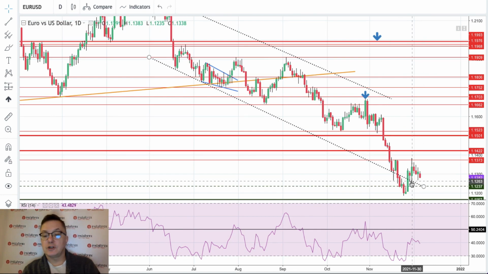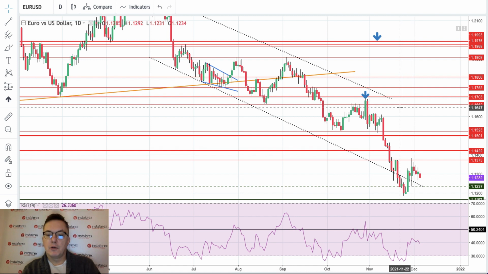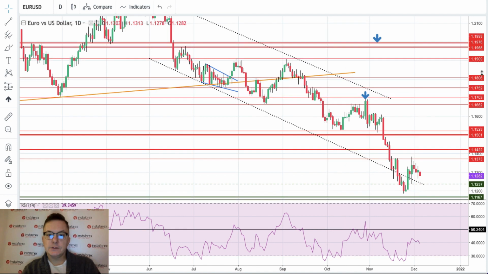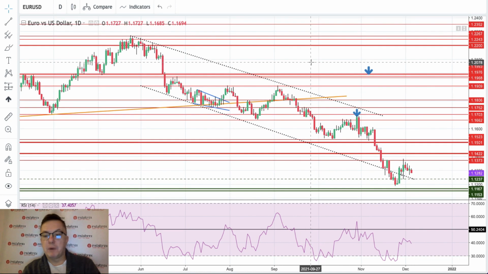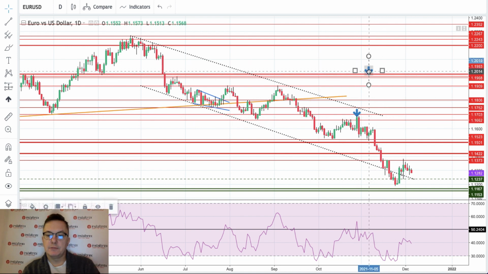We are right now kind of trying to go back to this channel, as you can see from the highs, but it doesn't actually look that impulsive. So I think it's just a matter of time. The bears will go back to full control of the market and push the prices even lower towards the key short-term technical support and long-term technical support 1.1167, 1.1153.